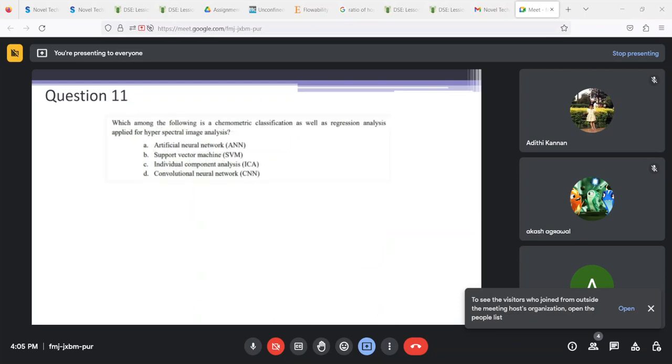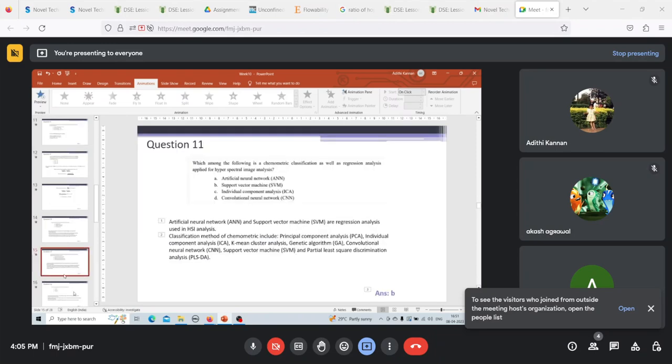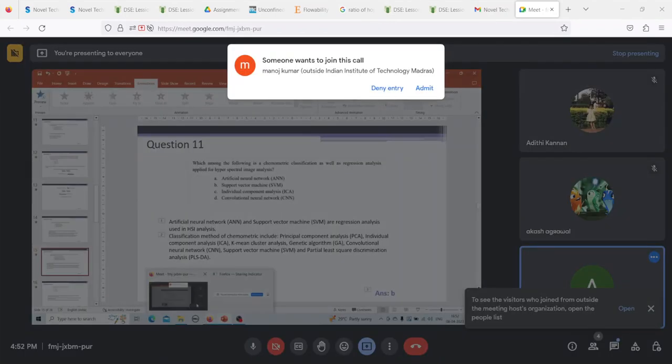So question 11. Which among the following is a chemometric classification as well as regression analysis applied for hyperspectral image analysis? A, artificial neural network; B, support vector machines; C, independent component analysis; and D, convolution neural networks. In hyperspectral image analysis, you will have so much data, you will have something known as a data cube. Based on that data cube, you will have a large amount of data, that is, whether or not your seeds are intact, whether they are hollow. Just a minute.